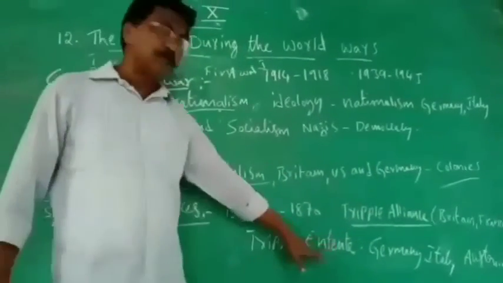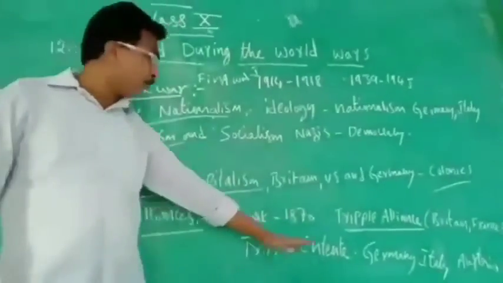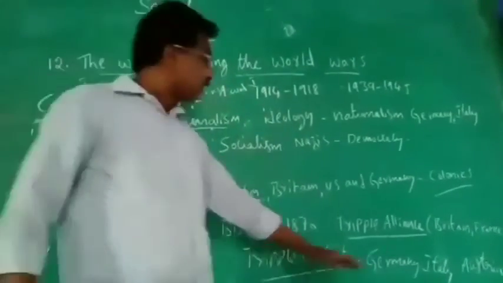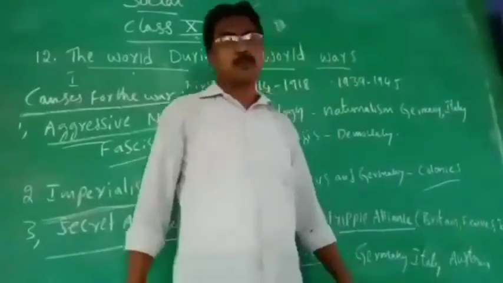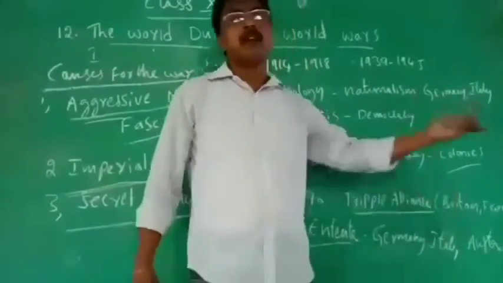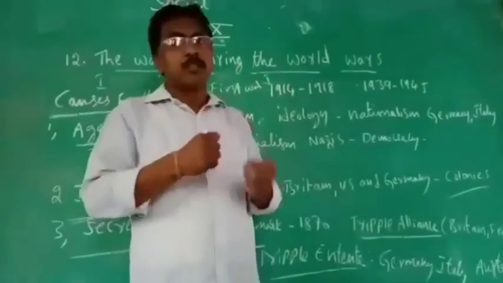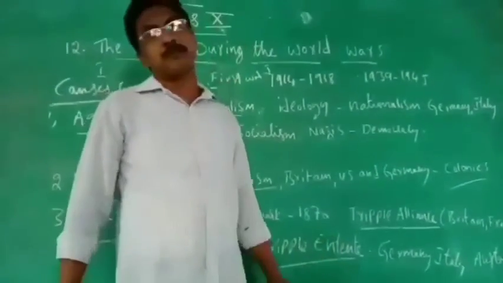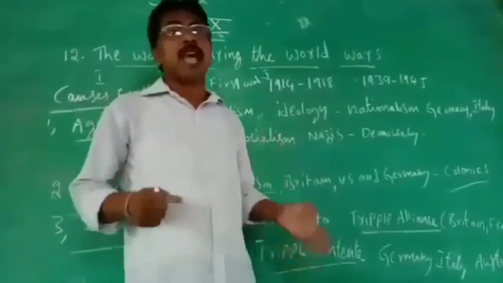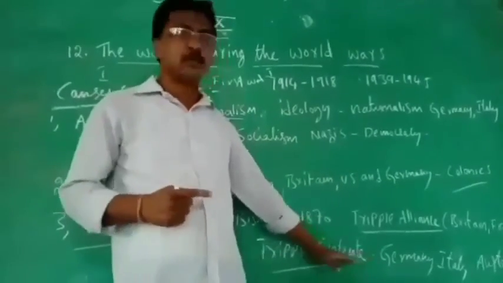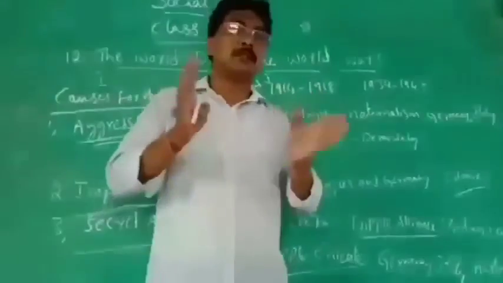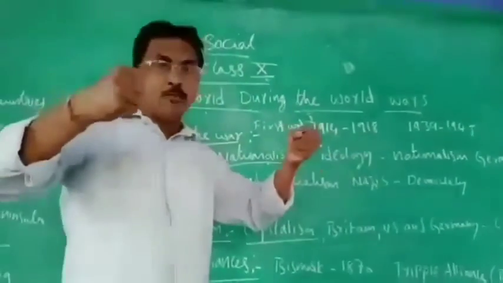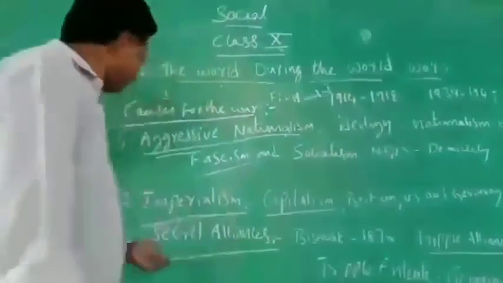And another one, after forming these three countries, what happened? Another group of countries formed the triple entity. Triple entity is Germany, Italy, Austria. They formed one group that is called the triple entity, and we also call them Axis powers. They formed like this because of secret alliances. Groups, some countries formed like a group. So that is also a main reason to cause a world war.